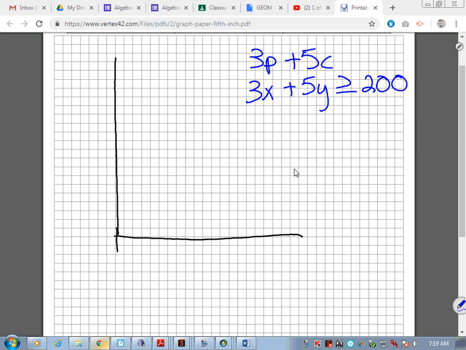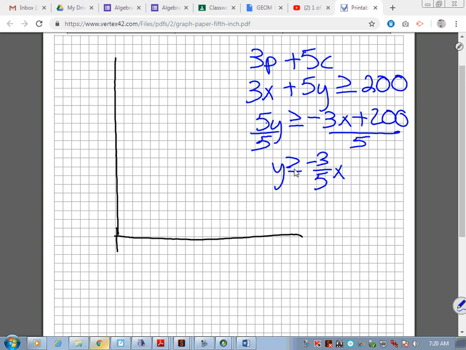Because we want an inequality here, or really a graph, we need to solve this for Y so that I can get a Y-intercept out of it. So we're going to subtract 3x, so we get 5y is greater than or equal to negative 3x plus 200. Divide by 5. So we get y is greater than or equal to negative 3/5 x, and 200 divided by 5 is 40. So we get a line that looks somewhat like this.